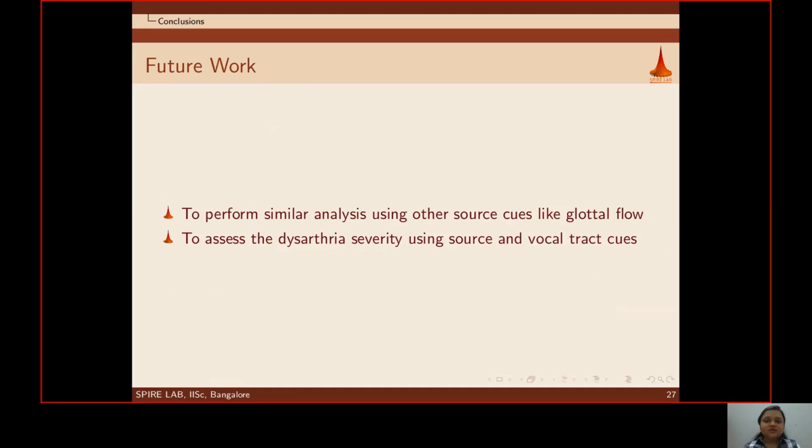So throughout the discussion, we talked about the behavior of the source component in general. The experiments are restricted to the F0 attribute only. A similar analysis needs to be carried out in future using other source cues like glottal flow. Another interesting future direction would be to assess the dysarthria severity using source and vocal tract cues.